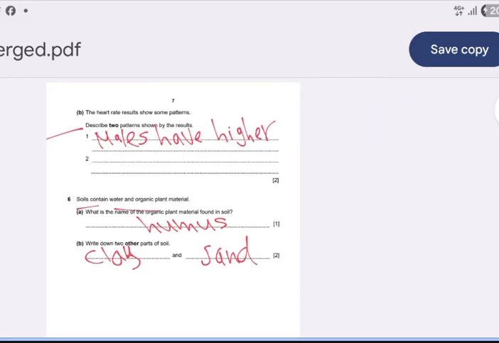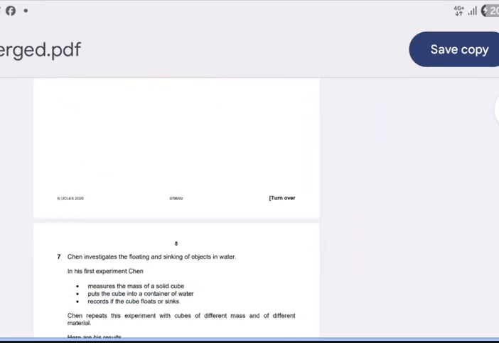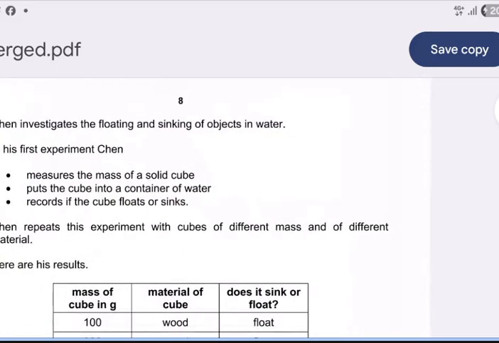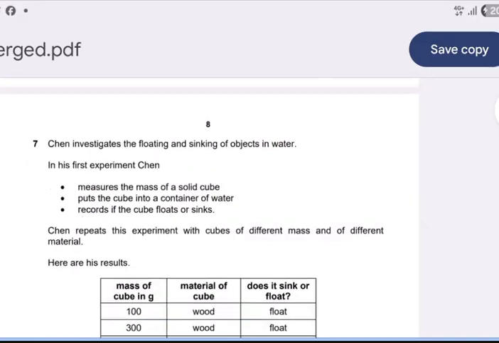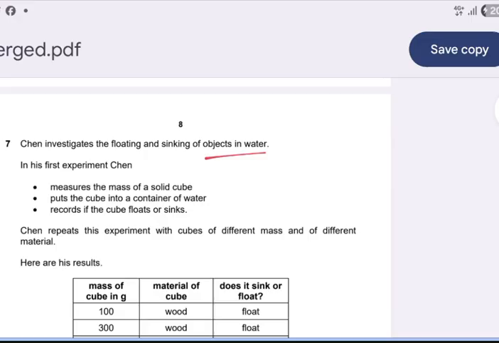Have you finished? Yeah. Okay, after this. So, Chen investigates the floating and sinking of objects in water. So, returning back to physics. But this one in physics is talking about sinking and floating. So, he's making an experiment: which object will sink, which object will float.